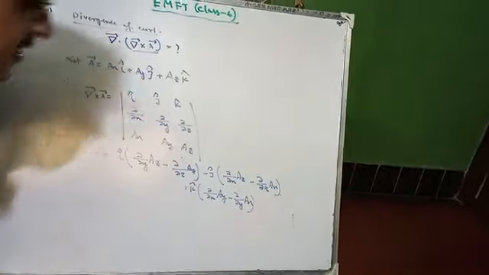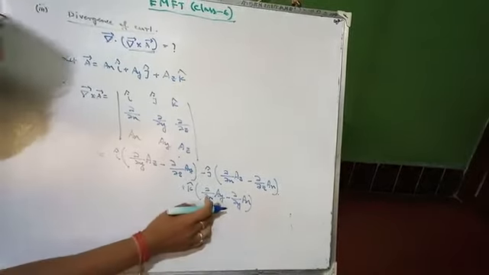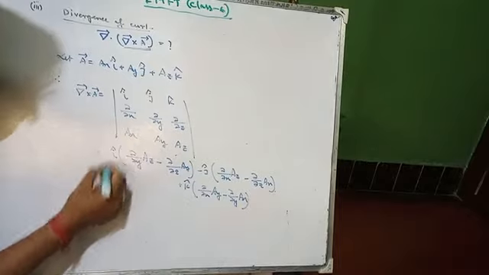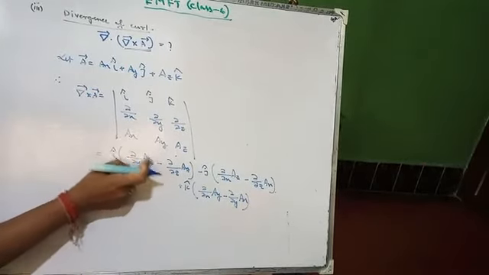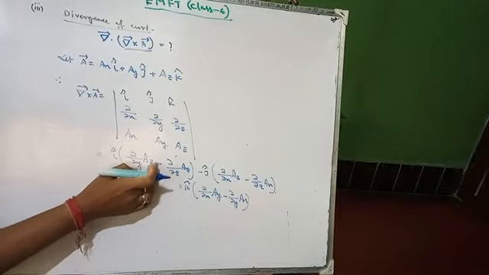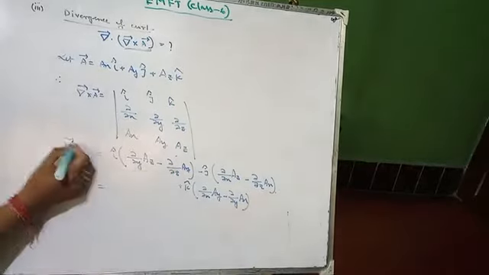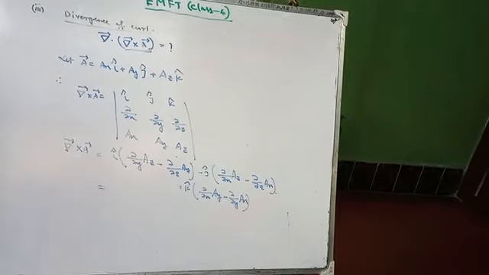So if we simplify it, you can calculate del Az/del y minus del Ay/del z. Similarly the other two terms. So this is the curl of it. Now you have to apply the divergence of it.